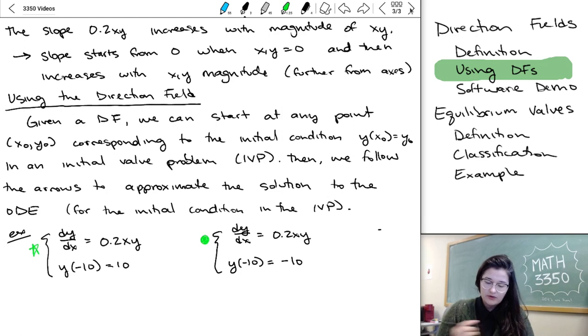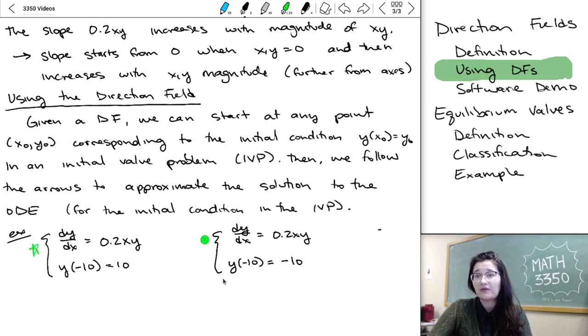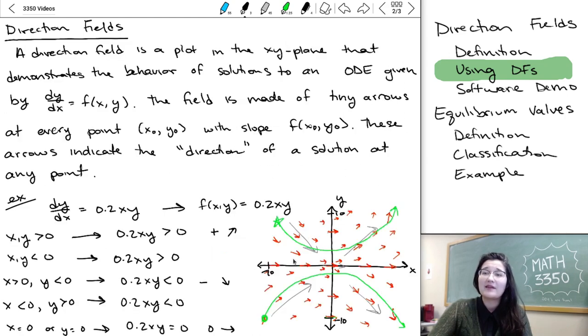And so these curves are just representations of solutions to these initial value problems. And later in class, we'll learn how to actually find those solutions, and then you could graph them without this tool, but just for now, this is how we would find them.